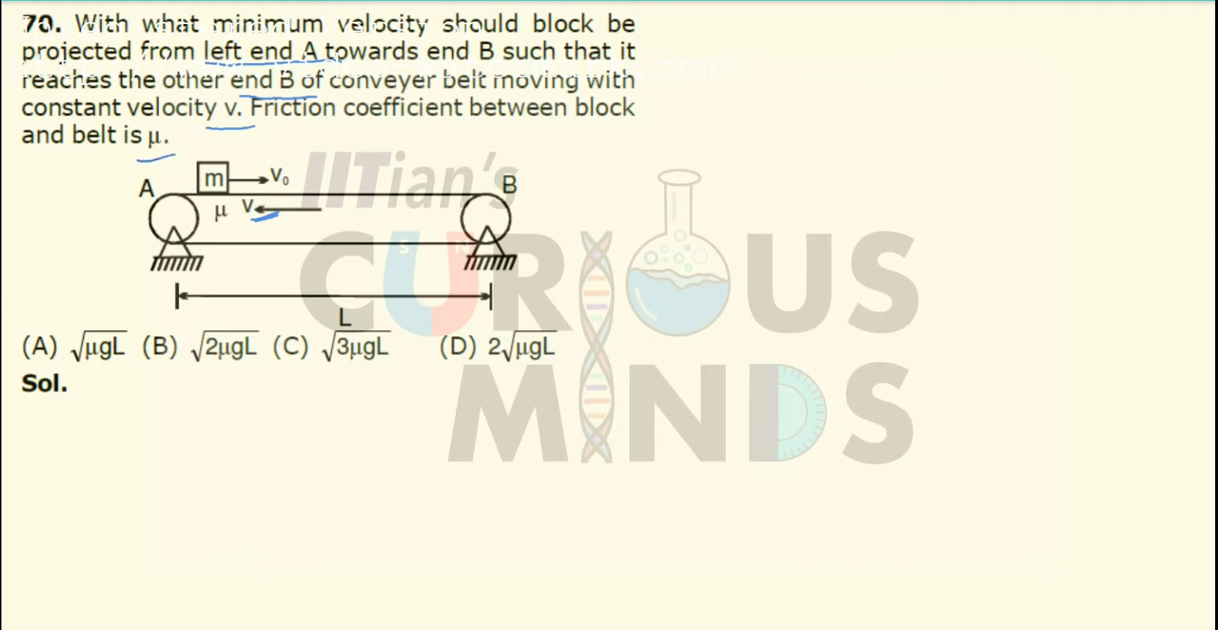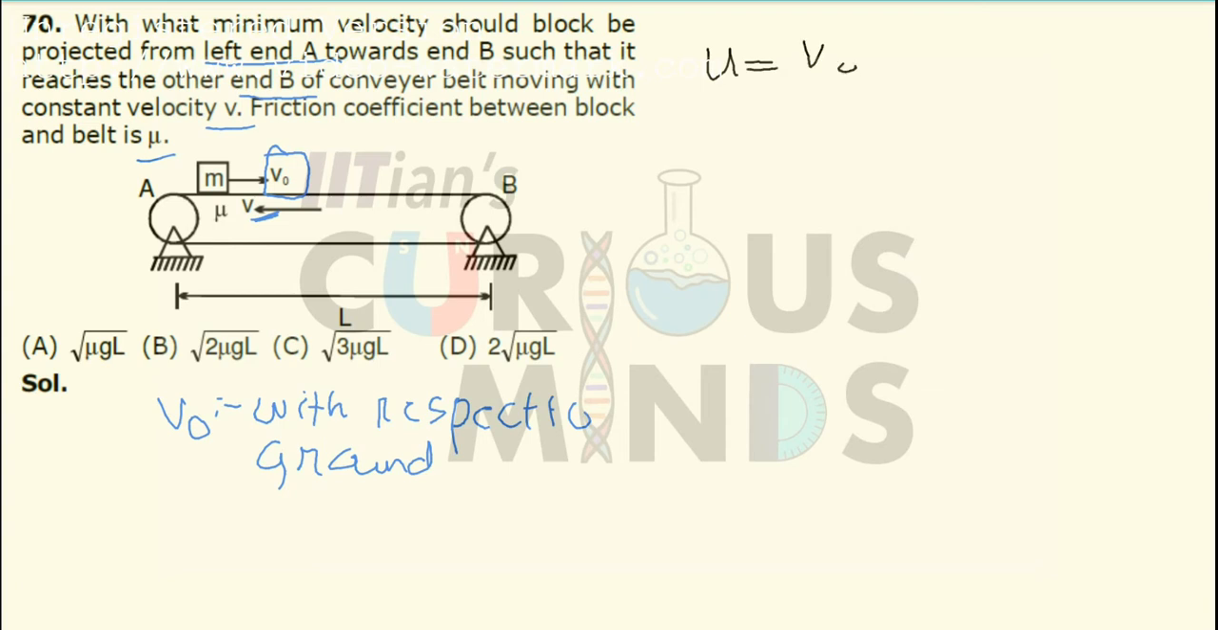Now first of all we have to calculate the velocity V naught with which the block is projected with respect to ground. So basically with respect to ground, its initial velocity is equal to V naught. If it just reaches this point B, it means that the mass has stopped at this point. So the final velocity will be equal to 0.